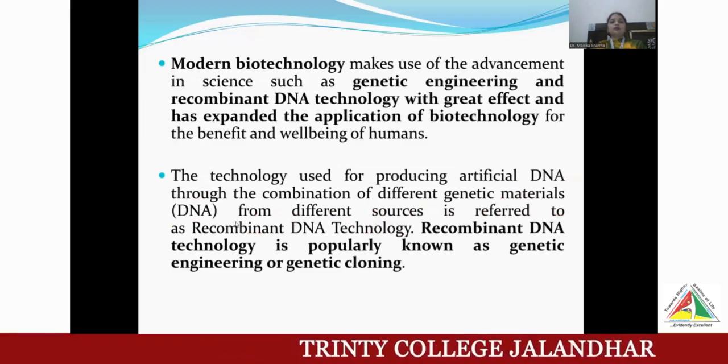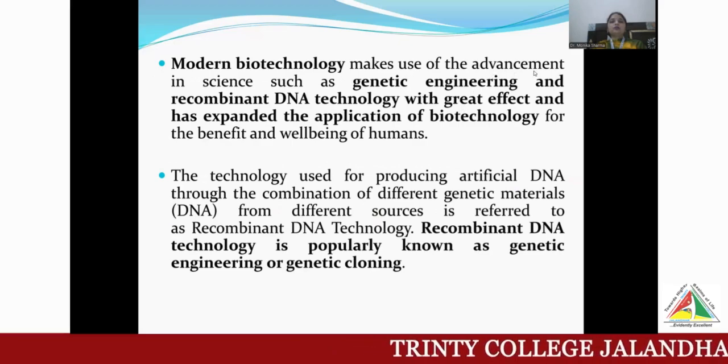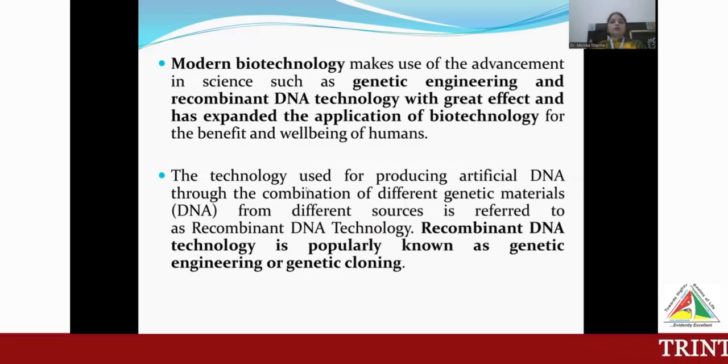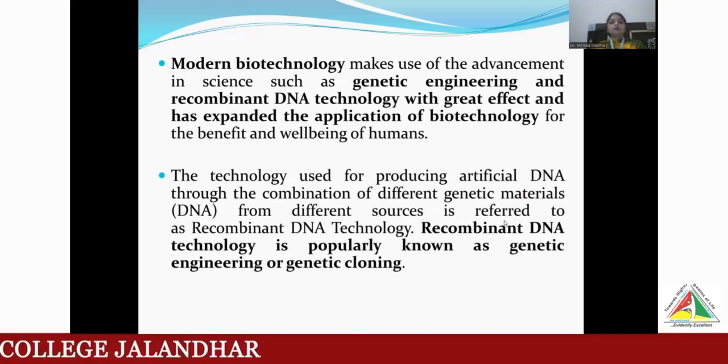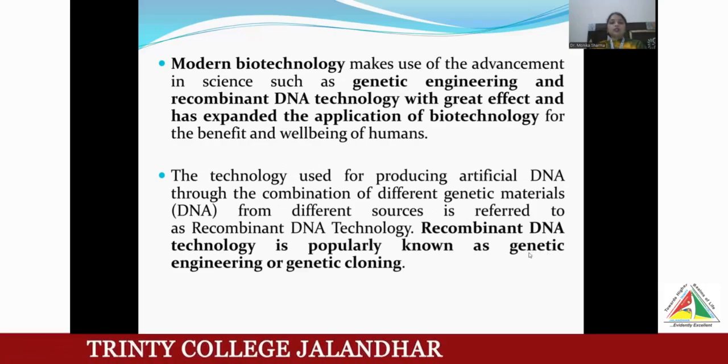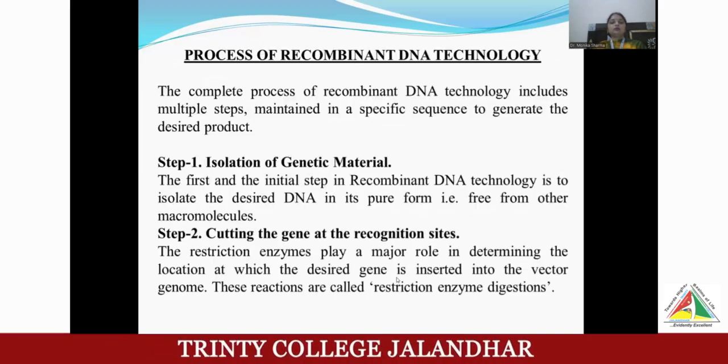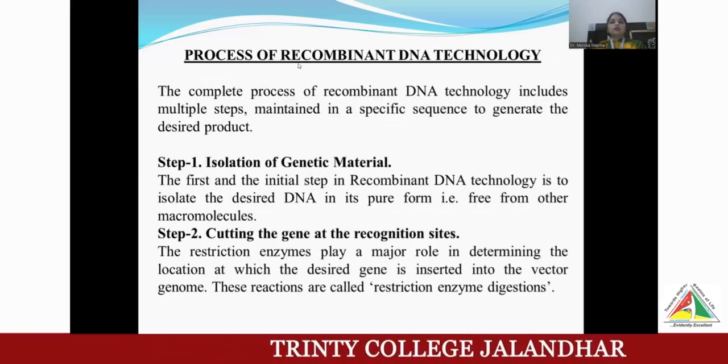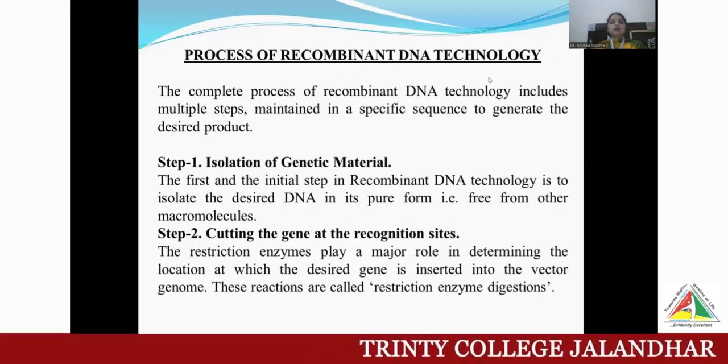Modern biotechnology makes use of advancements in science such as genetic engineering and recombinant DNA technology with great effect. In this technology, we can produce artificial DNA through the combination of different genetic material from different sources. This process is popularly known as genetic engineering or genetic cloning. Now, let us discuss the process of recombinant DNA technology in detail.